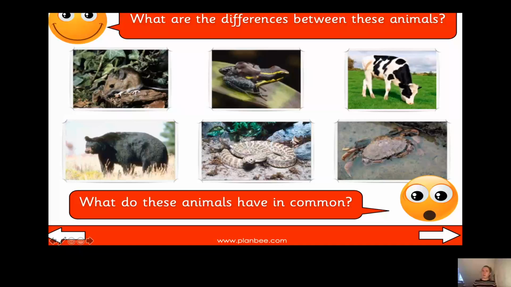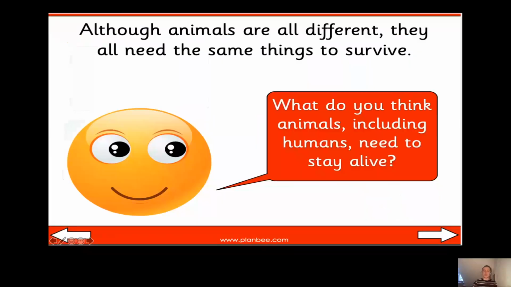But now, what do these animals all have in common? Could you pause the video now and have another little think for me? Okay, so let's have a look at this question together. So although these animals are all different, so we looked at what group of animals they belong to, how they have babies, and what they eat, they all need the same things to survive.